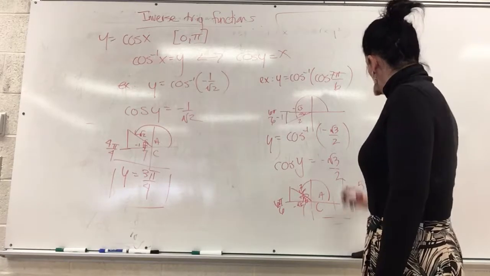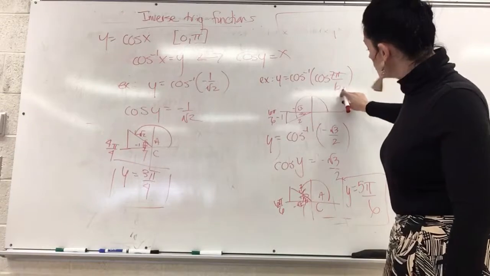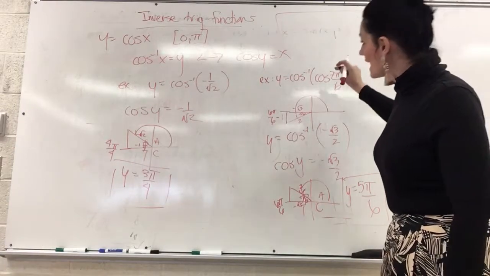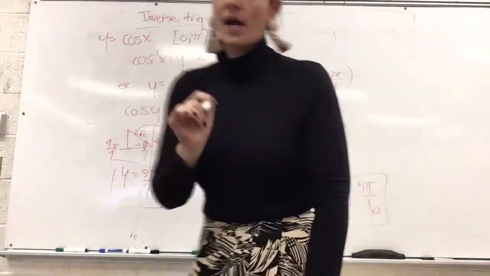So that's just kind of a warning that when you're doing a function inside its inverse, you can't just conclude that it equals this angle unless this angle is within the restricted domain. Okay, so that's cos.